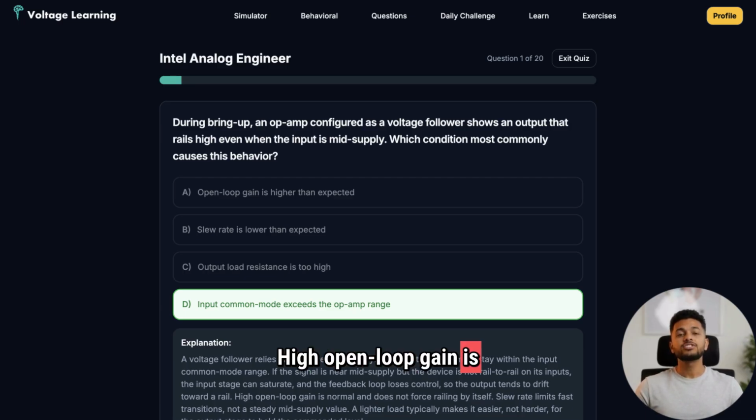Now let's briefly rule out the other options. High open loop gain is normal and expected. It doesn't cause an output to rail by itself. Slew rate limits how fast the output can move, not where it settles in steady state. And a lighter output load actually makes it easier for the op-amp to drive the correct voltage, not harder. So the correct answer is: the input common mode exceeds the op-amp's valid range.